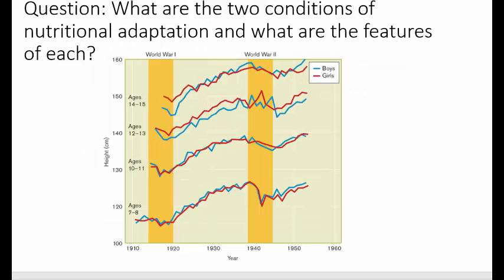Question: what are the 2 conditions of nutritional adaptation and what are the features of each? Malnutrition refers to the general condition of improper nutrition, which can include both a deficiency in calories and/or nutrients, or an abundance of calories. Undernutrition occurs from inadequate calories and/or nutrients.